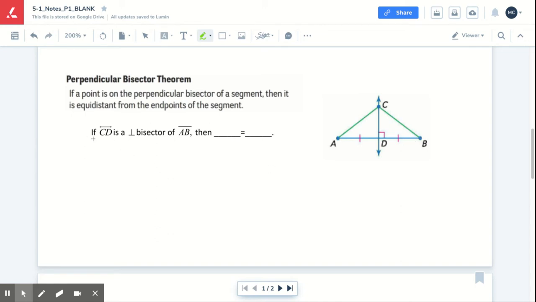So they tell us here if line CD is a perpendicular bisector of line segment AB, then that would mean that these two segments over here are equal. From A to C is the same distance as it is from C to B. So if I wanted to mark that on my picture, I could put 2 ticks on that because they're not the same as this line segment down here, but they are congruent to one another.